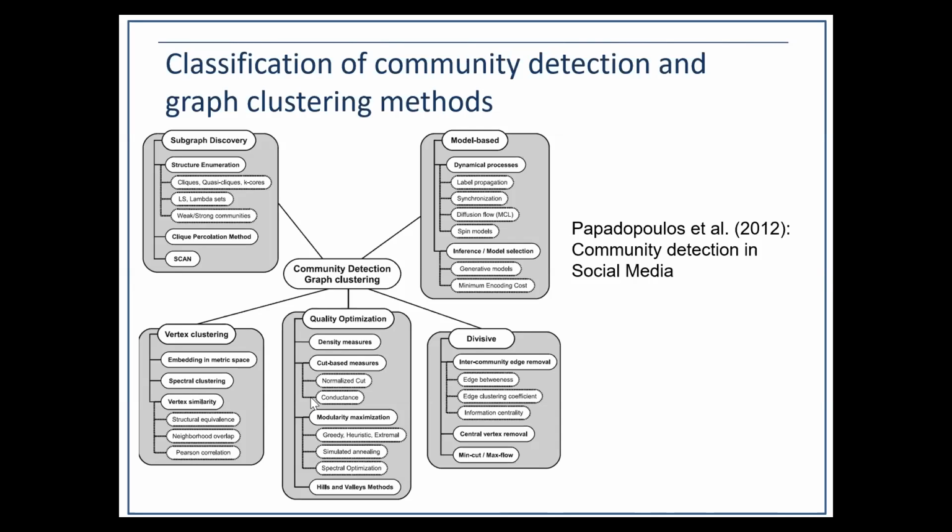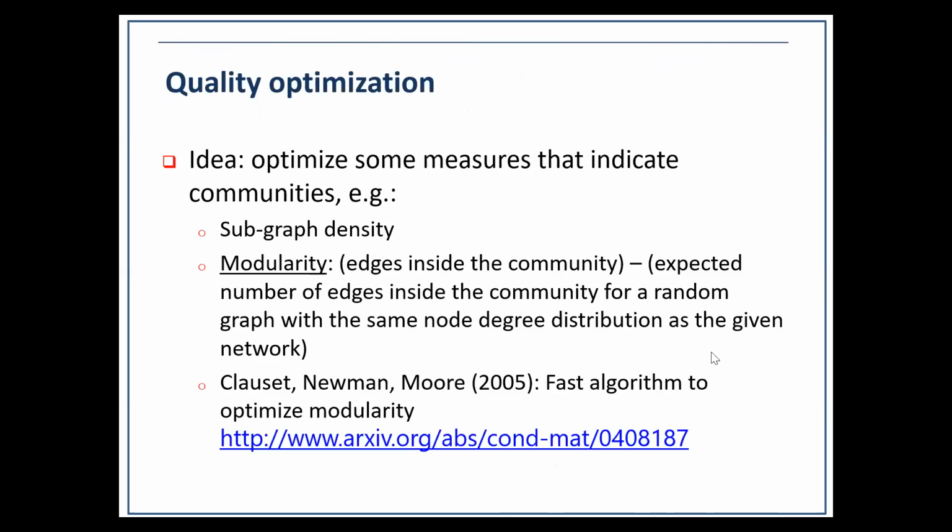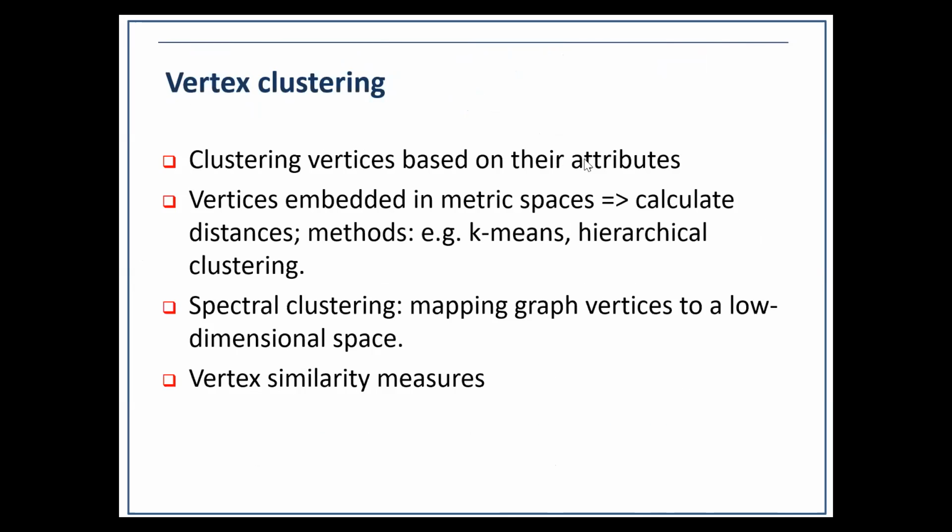Here you're using link information, and in clustering, you're using node information. Okay? Thank you. Yeah, vertex clustering: clustering vertices based on their attributes, but not using links.